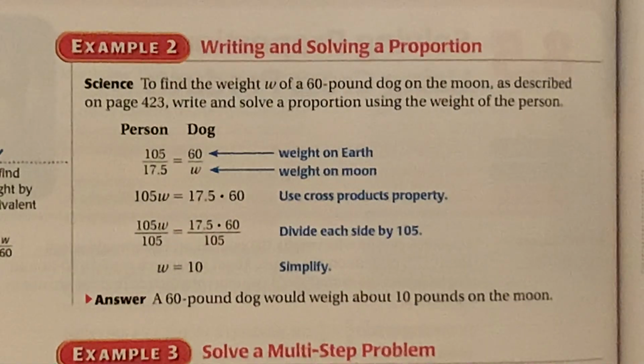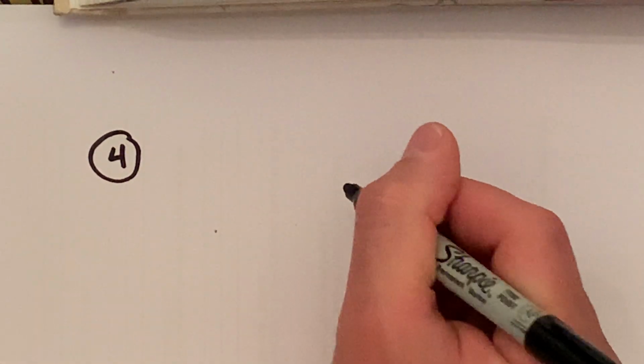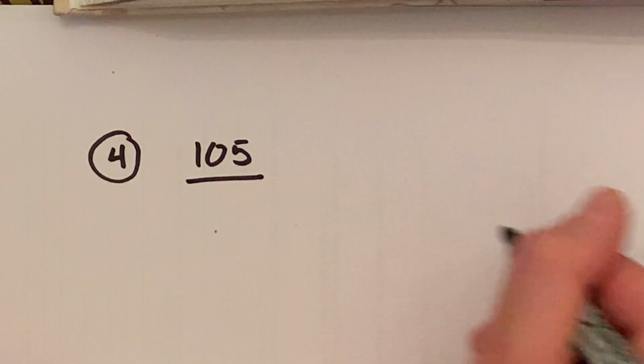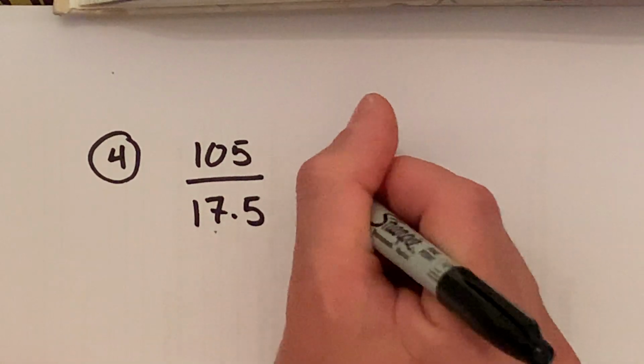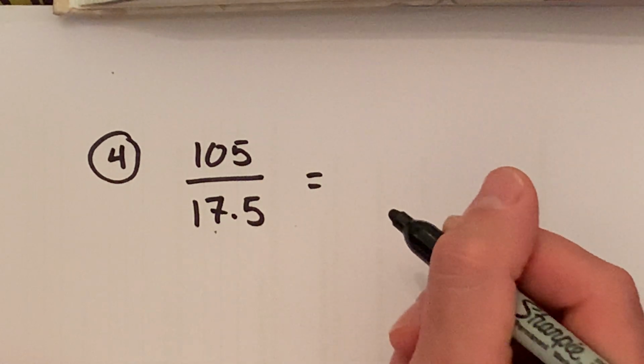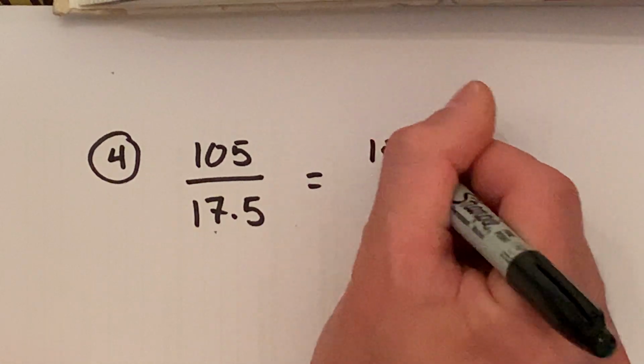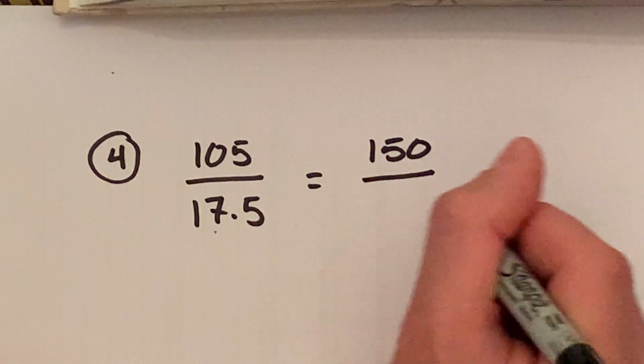So let's do an example of that. Let's do number 4, which is the guided practice number 4 at the bottom of that page. And guided practice number 4 says, in example 2, suppose that a 150-pound astronaut stood on the moon. How much would that astronaut weigh? So number 4, I need to remember what my original proportion was. 105 pounds on Earth to 17.5 pounds on the moon. So we want to know what 150 pounds on Earth is. What is the weight on the moon?